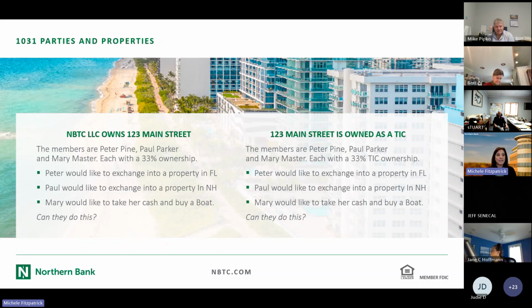Absolutely. Super easy. They're going to sell for $900,000. They're all taking their $300,000. It's going to be listed on the settlement statement that Peter's exchanging, Paul's exchanging, Mary's cashing out. They're going to file their taxes with their amounts, with their $300,000, and they're going to be able to split and go their separate ways. Very easy. This is how we like it from an exchange standpoint.